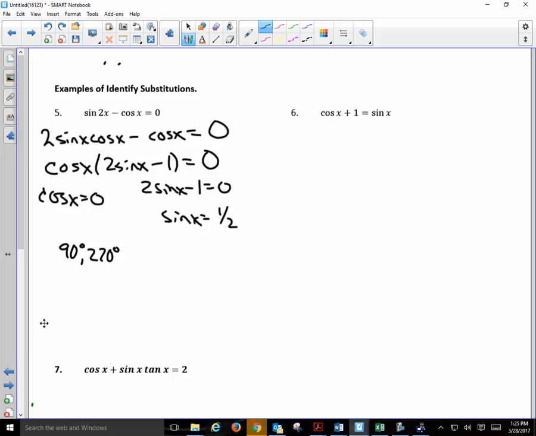And now I've got to figure out where sine is 1/2. So first and second quadrants, the 30-degree angle is my reference angle. I get the angles 30 degrees and 150 degrees. Cool.